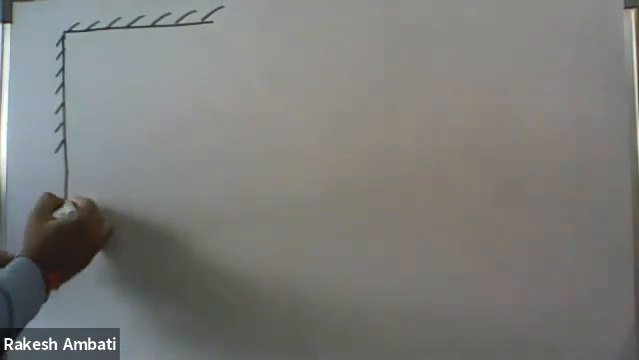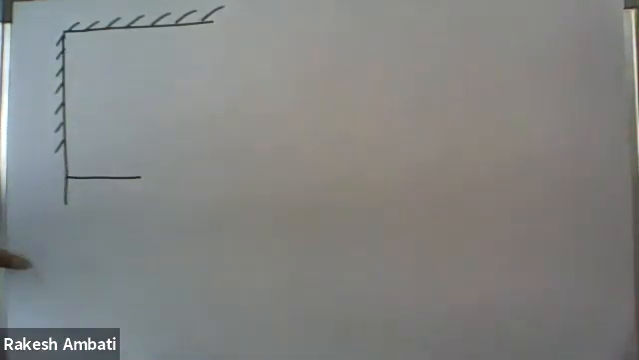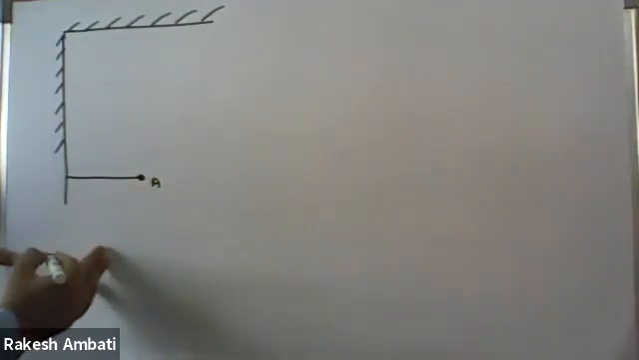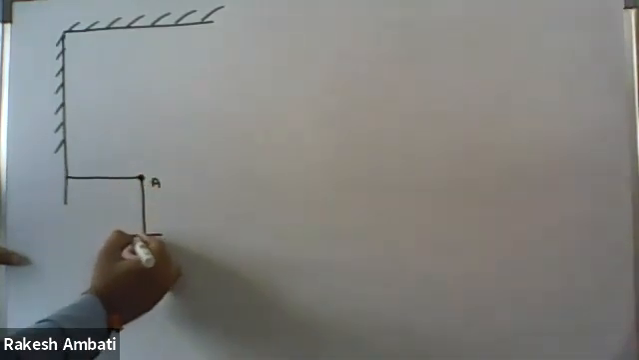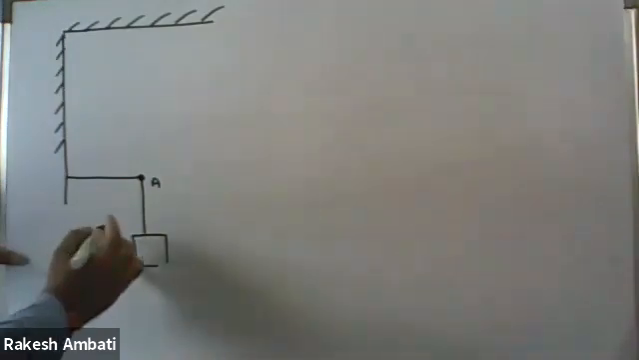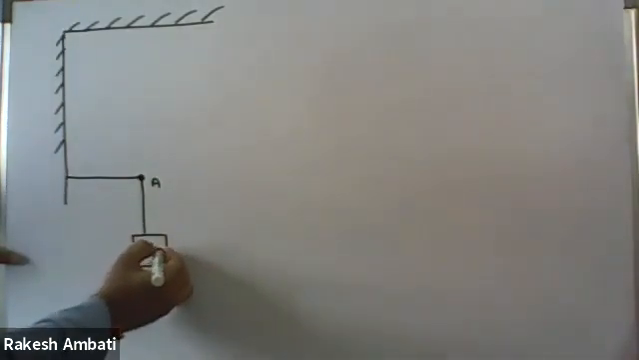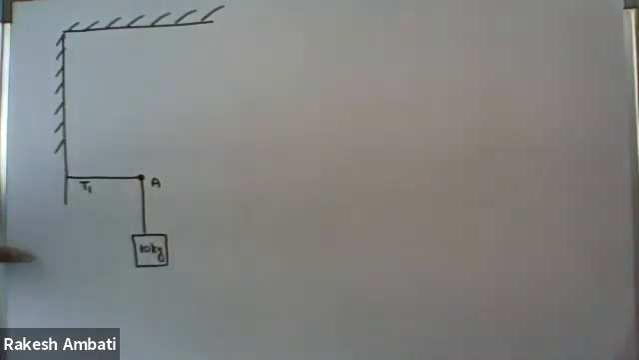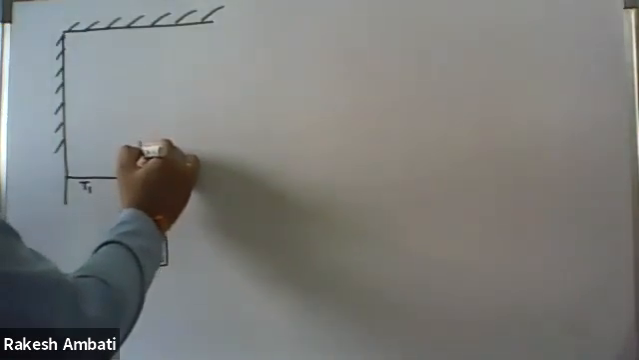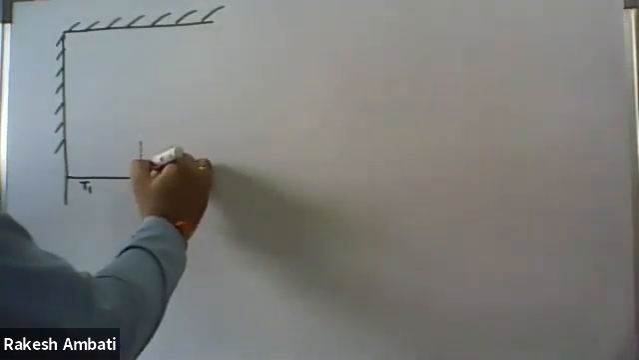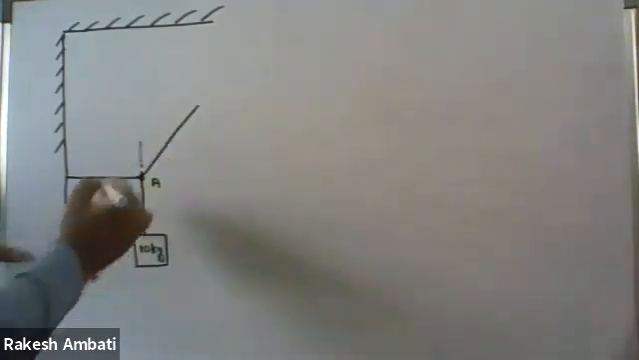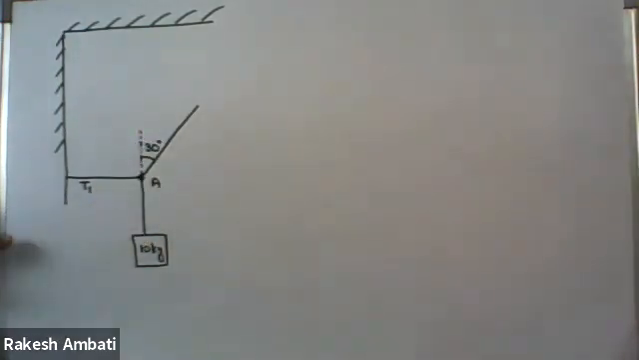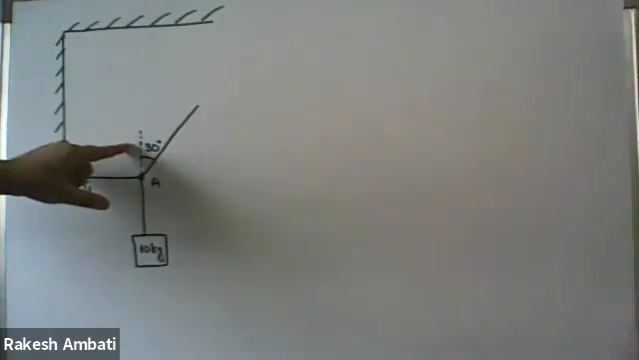Then after, it is a string. It is a tied point A. And this block weighs 10 kg. In this string, tension force is given T1. Then after, here we have one more string, and in the question this angle is given 30 degrees with vertical.